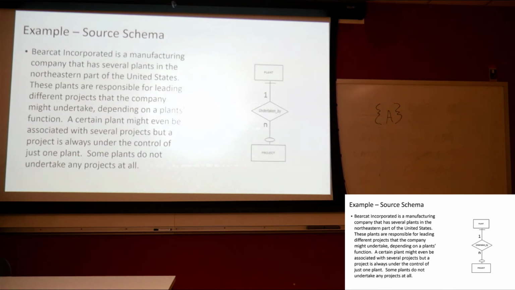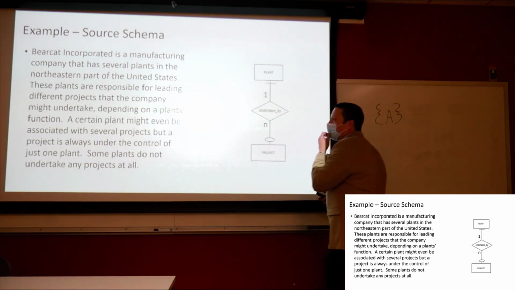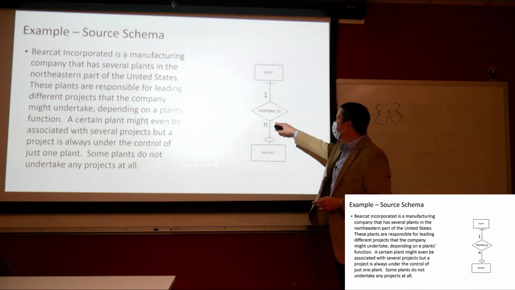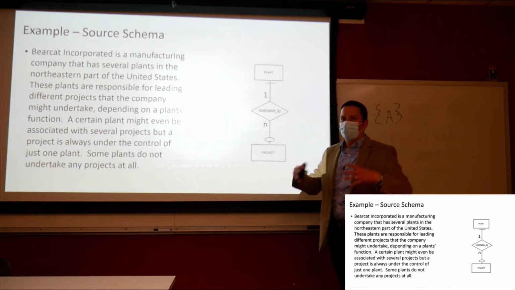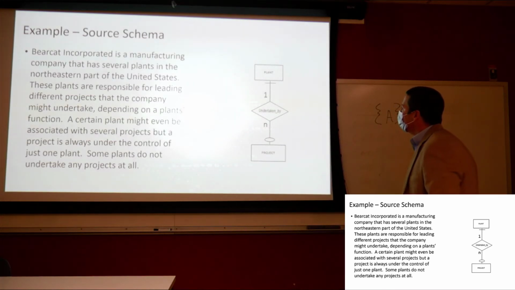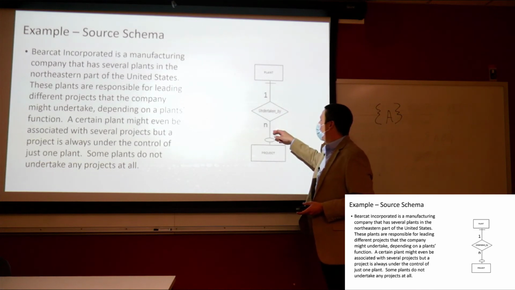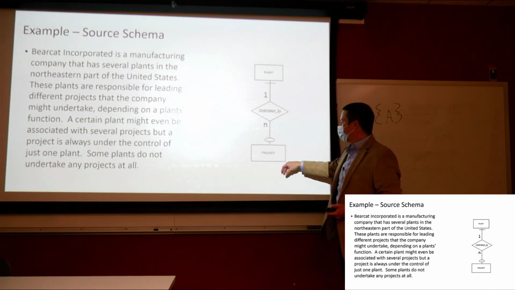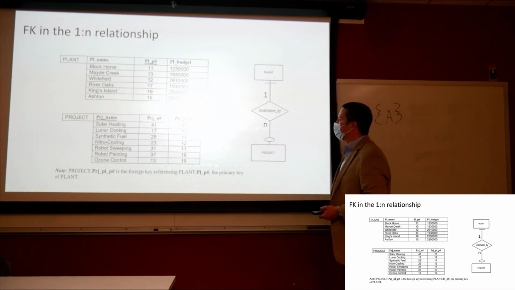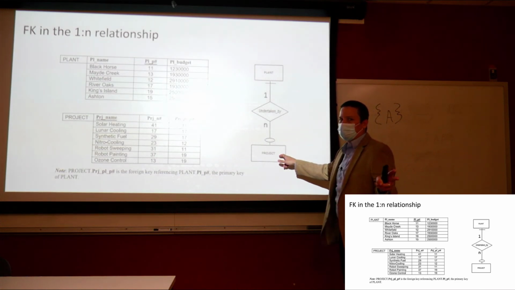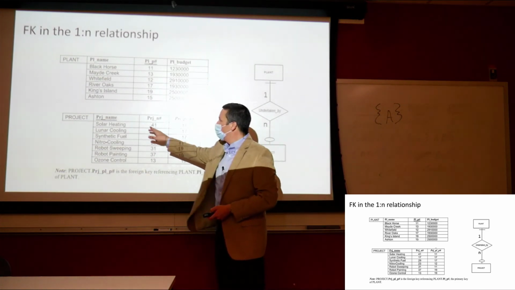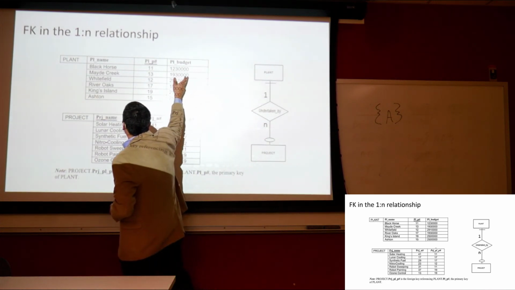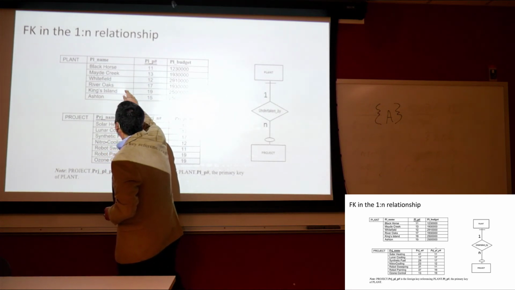Let's put some data to this to make it make a little bit more sense. Hopefully we're all familiar with this idea of plants undertaking 0 to many projects, and a project is undertaken by exactly one plant, right? Our Bearcat story over and over again. In this one-to-many relationship, who would we say is the parent, the plant or the project? Plant is the parent, right? A plant has many projects. A project has just one plant. So our foreign key is going to go with the child in this parent-child relationship, in this case, project. We had a little foreshadowing of this example a couple of classes ago, where we have our plant relation that has these 1, 2, 3 attributes describing Black Horse, Maid Creek, Whitefield, River Oaks, Kings Island, and Ashton.